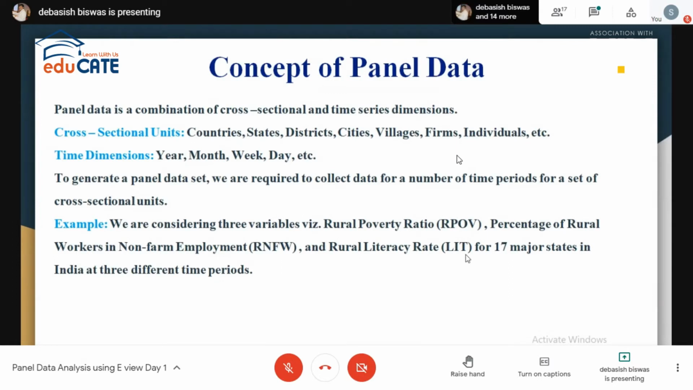If you are dealing with this type of problem in your research work, then obviously you have to use panel data software, that is eViews or Stata. Next slide.